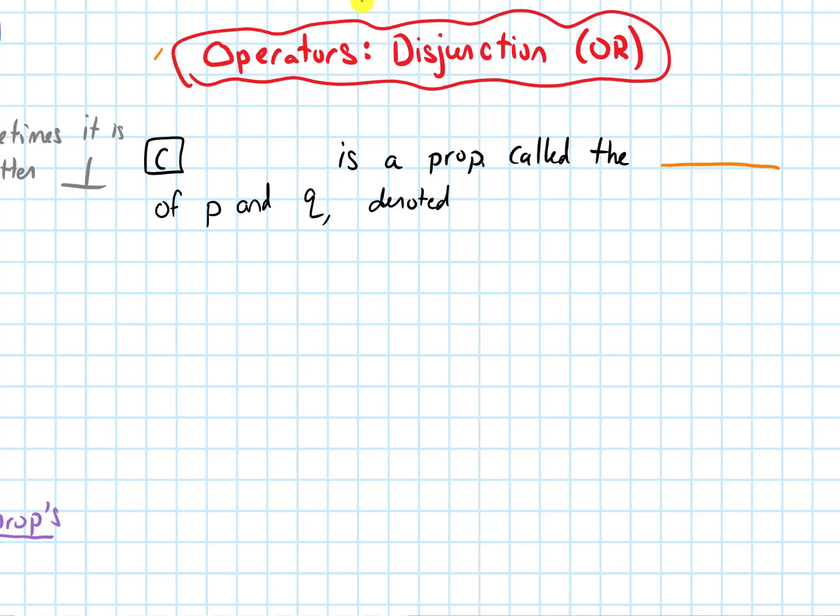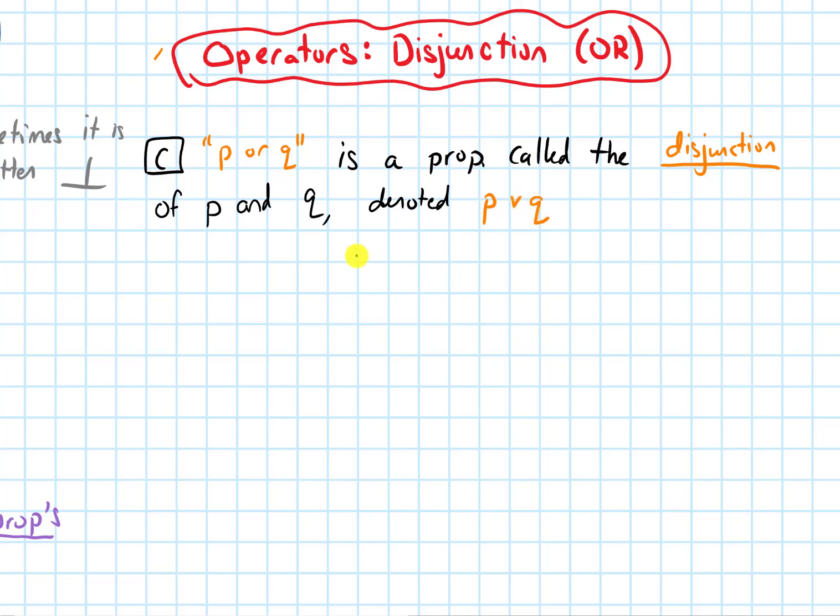In this video, we will talk about the disjunction operator, or sometimes I'll call this the OR operator. So if I want to express the sentence or the proposition P or Q, this is a proposition called the disjunction of P and Q, and it's denoted P and then this V symbol, Q.